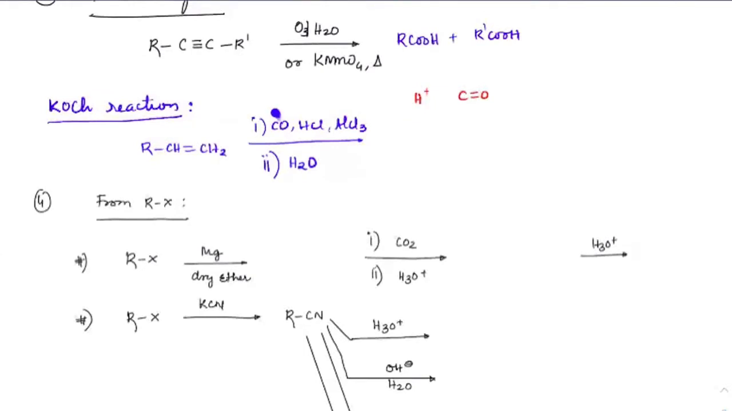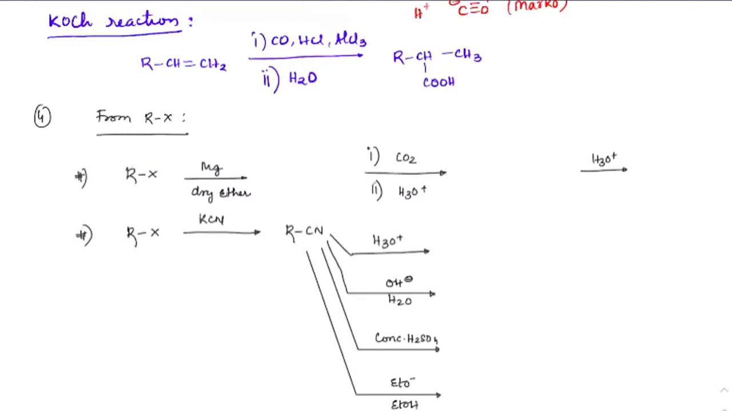And C≡O+ will act like the nucleophile to be added here. So imagine that this H+ is getting added and CO is getting added here, and it is following Markovnikov addition. So considering that logic here, we will get the product as RCH(COOH), and this side will have CH3.